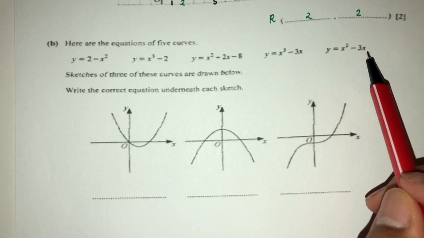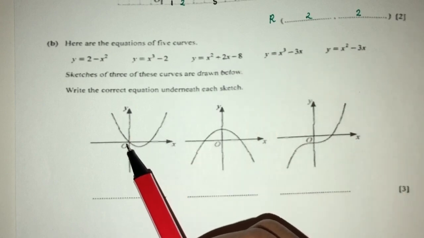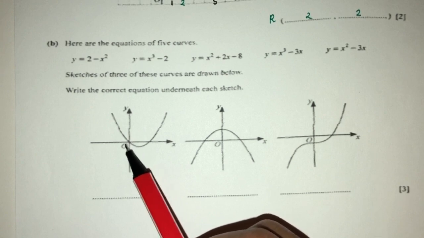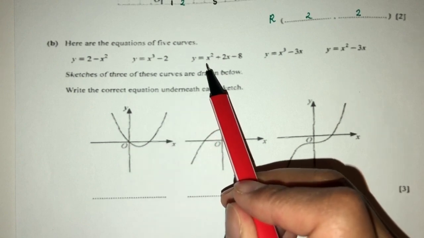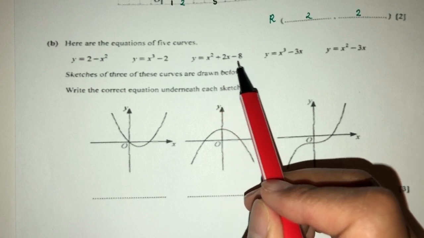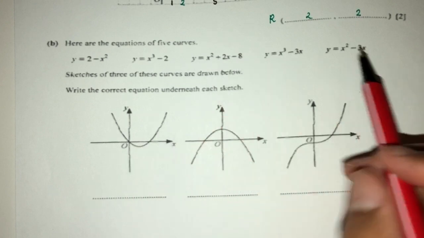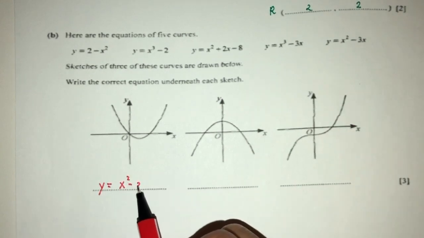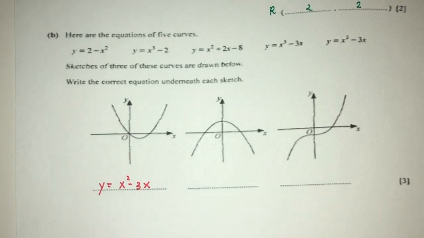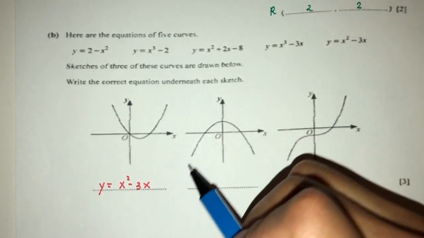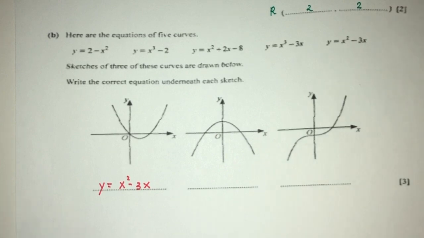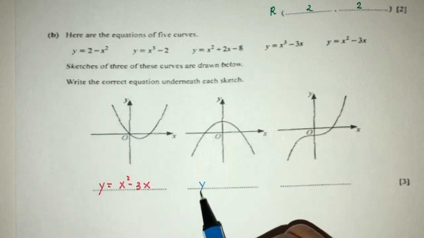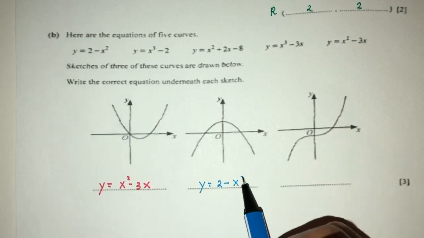Now the curve is passing through (0, 0). So when the value of x is 0, y also has to be 0. Now replace, you can see when the value of x is 0, y will be minus 8, so it will not be this one. It will have to be this one. So y is equal to x squared minus 3x. Now for this one, as you can see, it is a maximum curve, so the coefficient of x squared has to be negative. By observation, it will have to be this one, y equals 2 minus x squared.